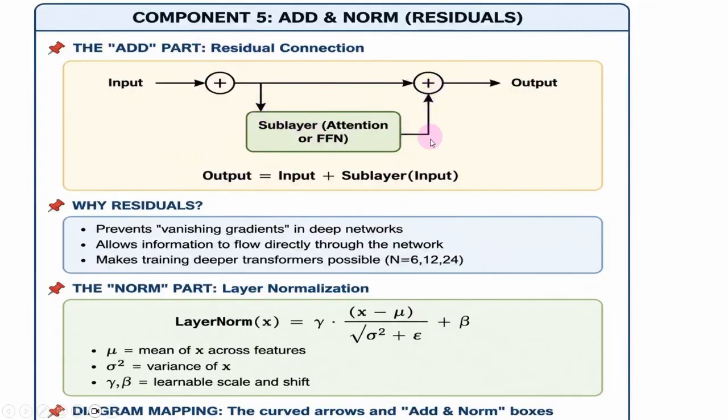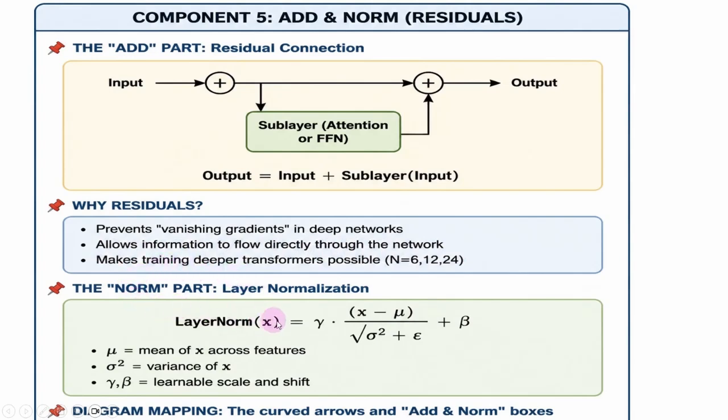Now look at the curved arrows in the diagram. Those are residual connections. The idea is simple. Before applying layer normalization, we add the original input back to the output of the sublayer. So for attention, we do x plus attention x, then layer norm. Why? Without residuals, the gradients can vanish as we stack more layers, making training impossible. With residuals, information can flow directly through the network, bypassing the nonlinear transformations.